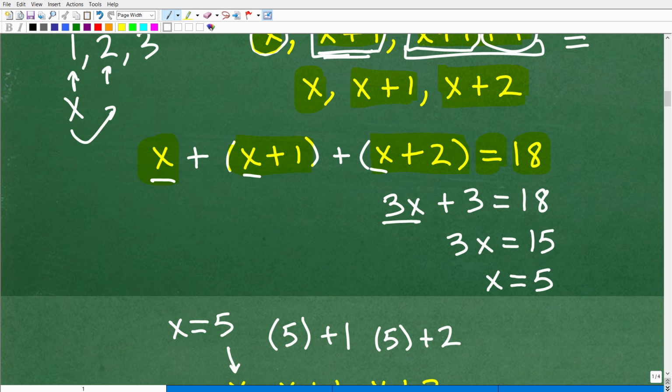That gives us 3x. So we're just combining like terms. We have 1 and 2. That gives us 3. So we have 3x plus 3 is equal to 18. So hopefully you know how to solve basic equations.